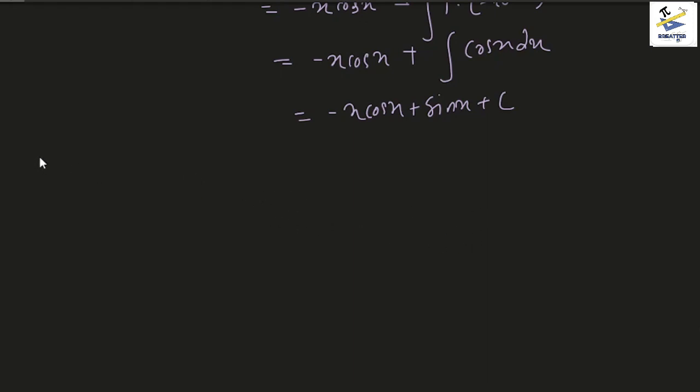Next problem would be integral of e to the power x sin x dx. Now this is a problem where you would know why denoting the integral by I is of paramount importance.